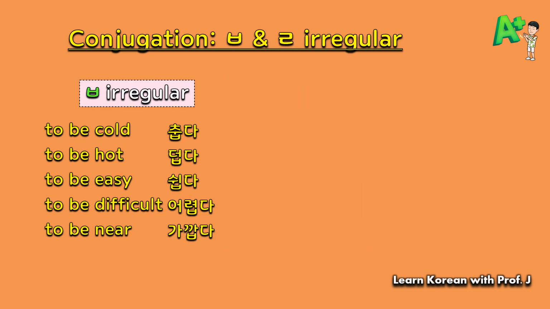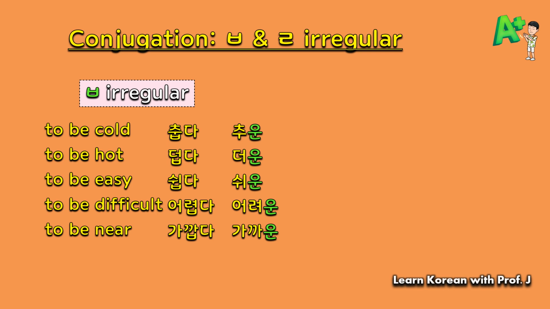For 비읍 irregular conjugations, because of this 비읍, it becomes 추운. 덥다 becomes 더운. 쉽다, 쉬운. 어렵다, 어려운. 가깝다 becomes 가까운.